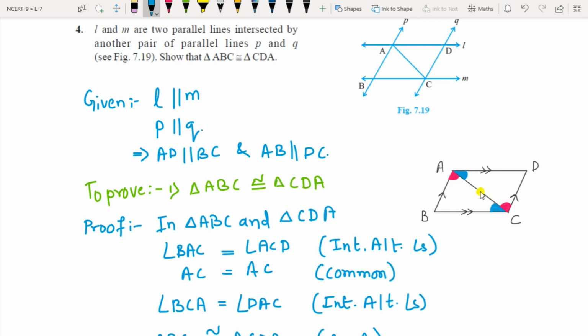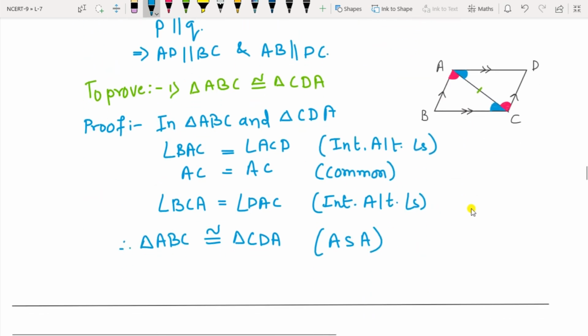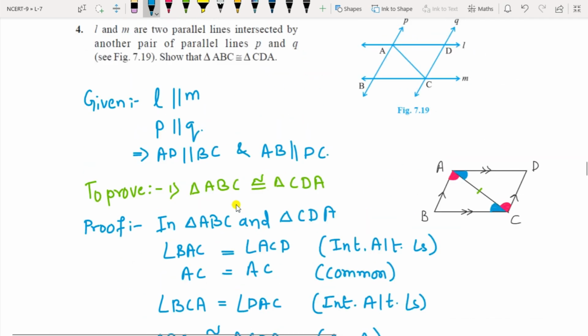And the third thing we can see from here is AC is common to both the triangles, that is AC is the base of both the triangles, that is common. So therefore these two triangles ABC and CDA are congruent to each other by ASA, that is angle side angle. Only this much was asked. No CPCT, they have not asked any CPCT.